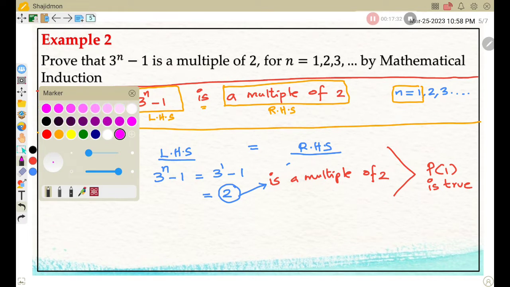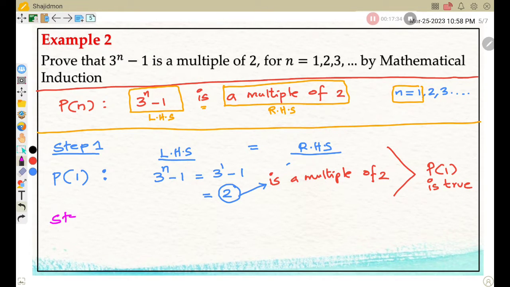Now we will go to the second step. Step number 2. What is step number 2? Assume that P of k is true. P of k is true means what is the meaning? P of n is true for n equal to k, correct? That means P of k is true. What is P of k actually? P of k is true means what is the meaning?